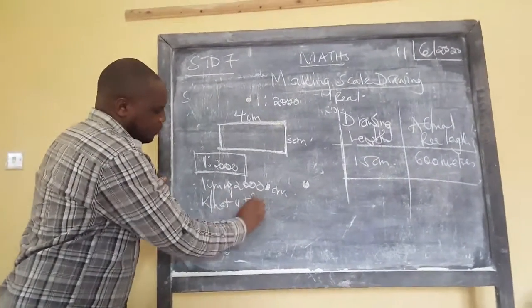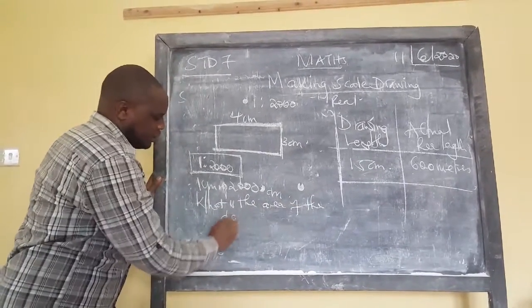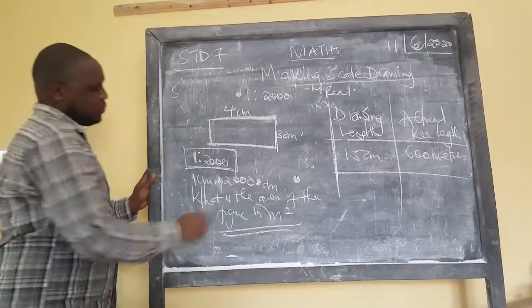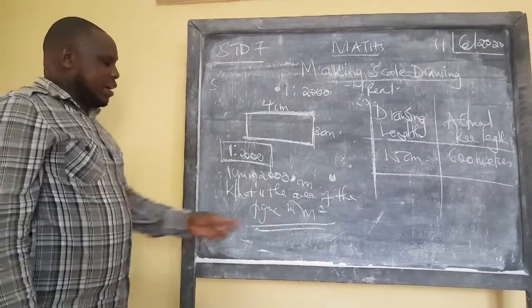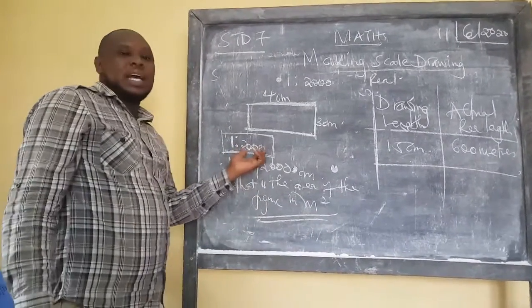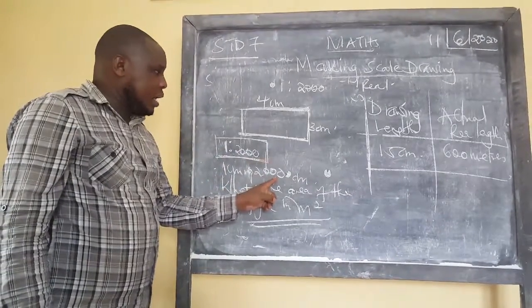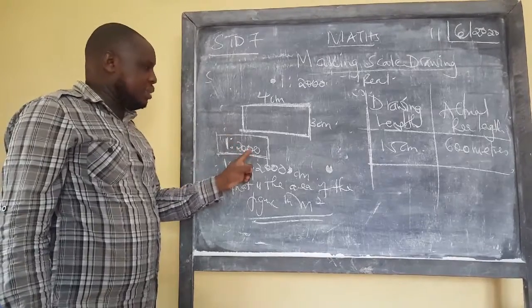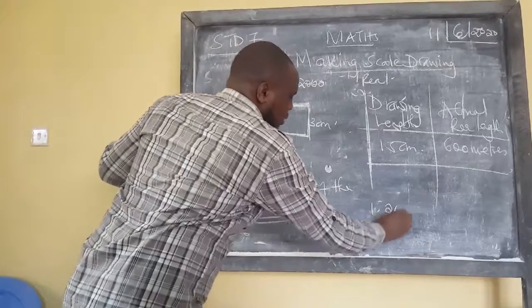Then you ask, what is the area of the figure above in meters squared? Now in this case, they have guided you that you have to change this scale into meters. They don't want it in centimeters. So the best thing you can do is change this into meters.